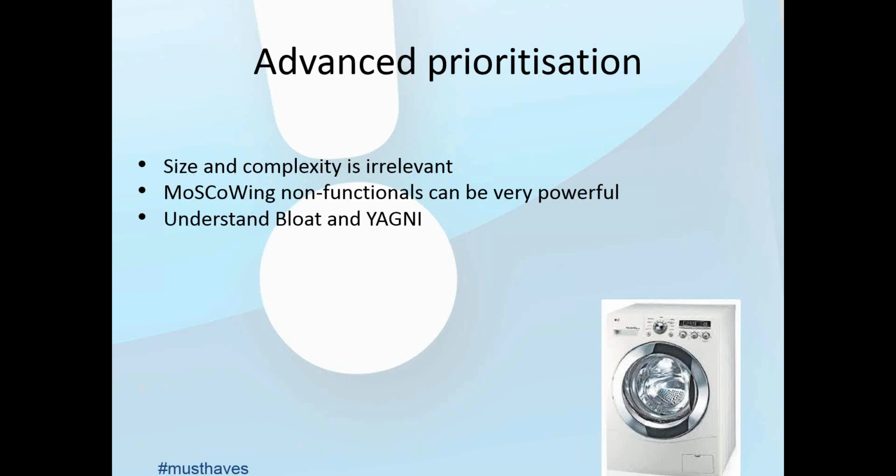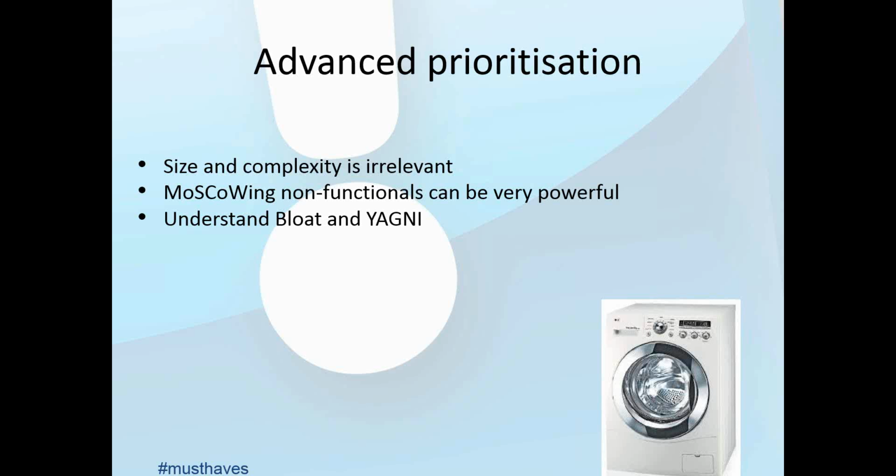Understanding things like bloat is important. This is why we're prioritizing, because bloat, adding too many features and features that we don't use, is just standard. So just drop them out. We don't need them. The Americans often refer to something called YAGNI. You ain't going to need it.